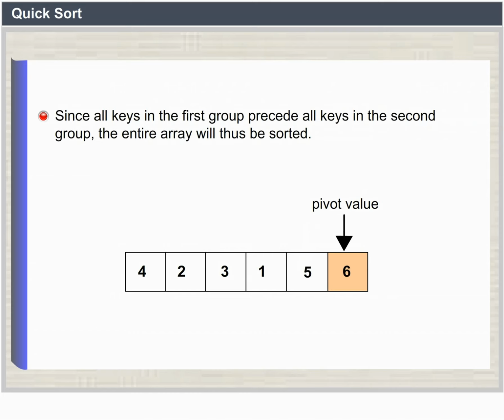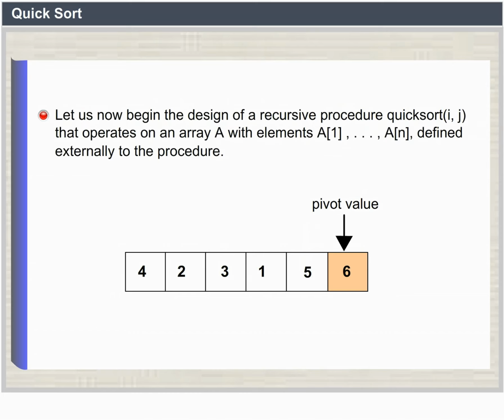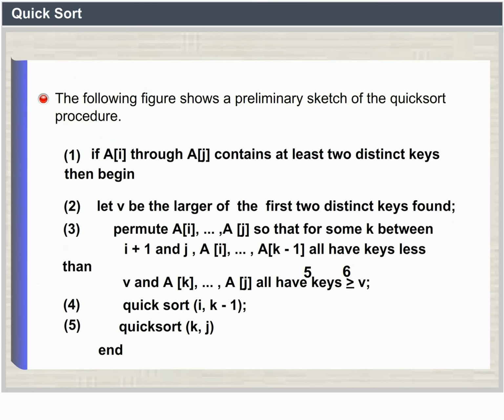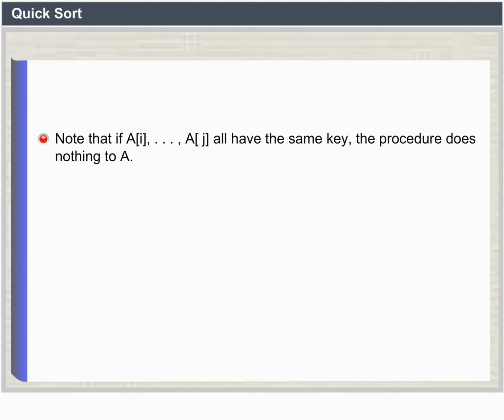sorted. Let us now begin the design of a recursive procedure quicksort(i, j) that operates on an array A with elements A[1] to A[n] defined externally to the procedure. Quicksort(i, j) sorts A[i] through A[j] in place. The following figure shows a preliminary sketch of the quicksort procedure. Note that if A[i] to A[j] all have the same key, the procedure does nothing to A.